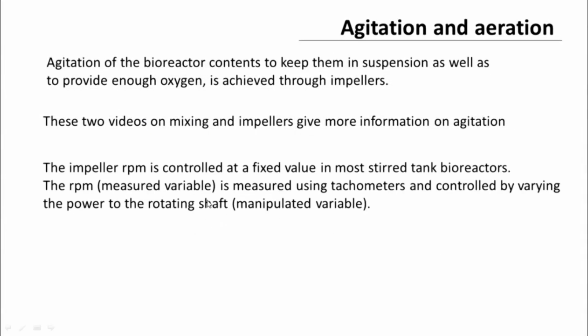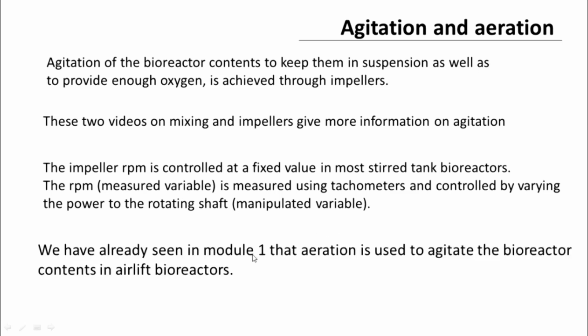The impeller RPM is controlled at a fixed value in most stirred tank bioreactors. The RPM, which is the measured variable, is measured using what are called tachometers and controlled by varying the power to the rotating shaft. So the power to the rotating shaft is the manipulated variable.